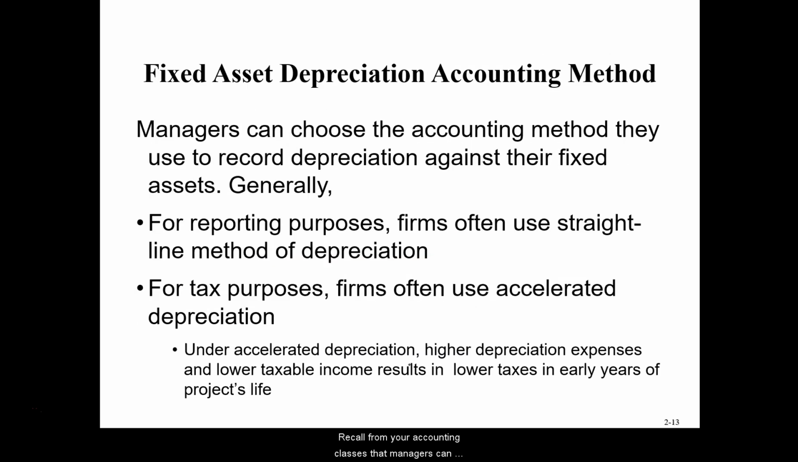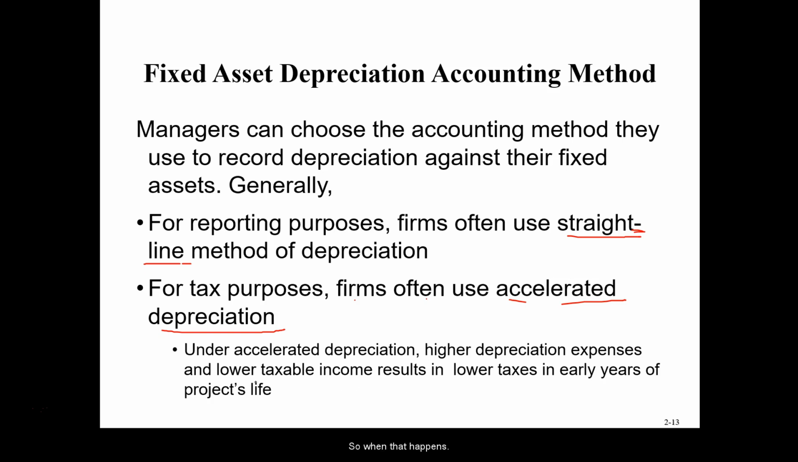Recall from your accounting classes that managers can choose different accounting methods to record depreciation against the fixed assets. So generally, for financial reporting purposes, companies often use straight line depreciation. But for tax purposes, companies often use an accelerated depreciation method. So you understand in the first couple of years when depreciating a fixed asset, accelerated depreciation would give you a higher amount of depreciation expense than under straight line depreciation.